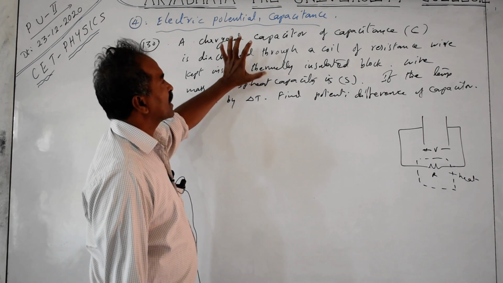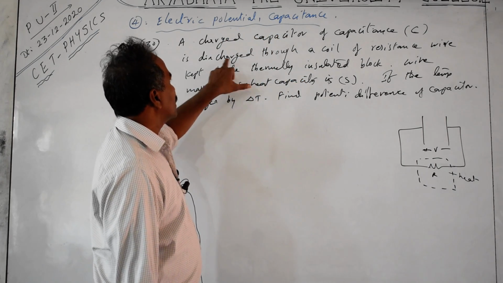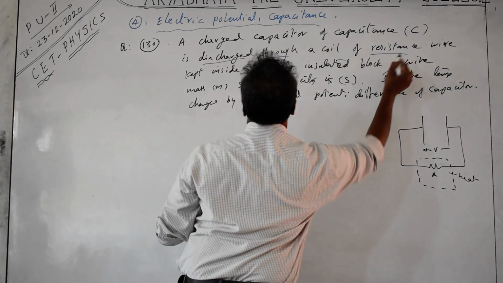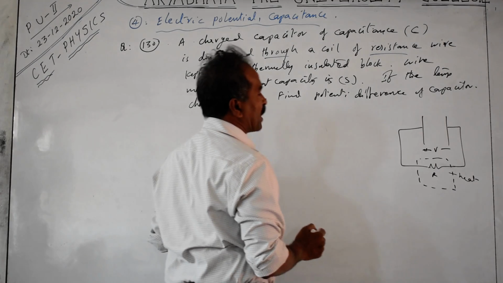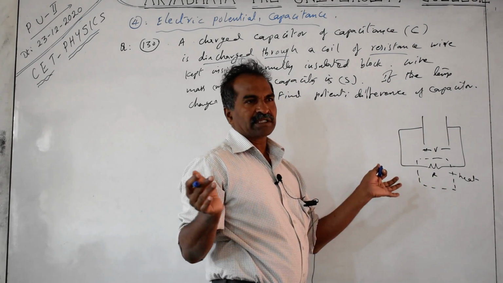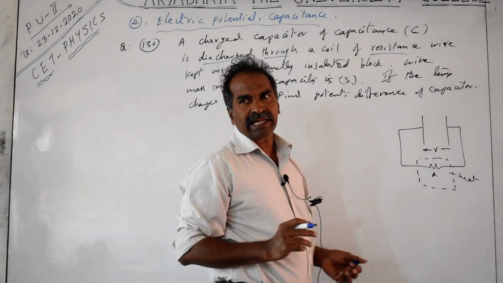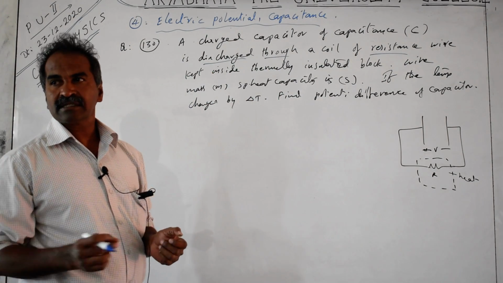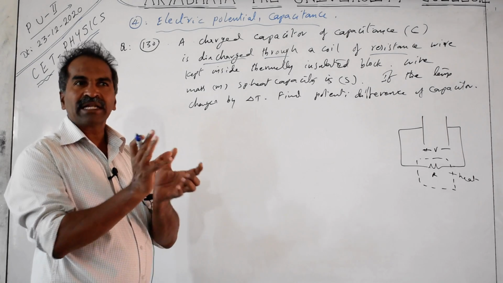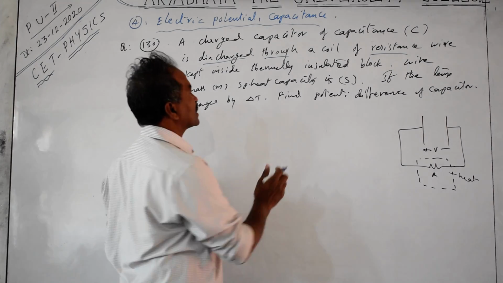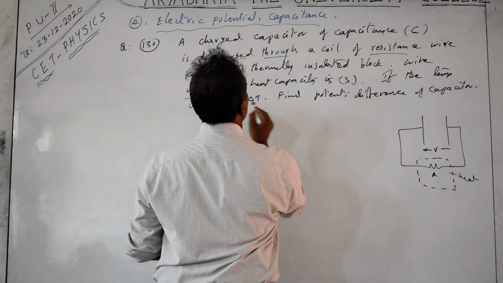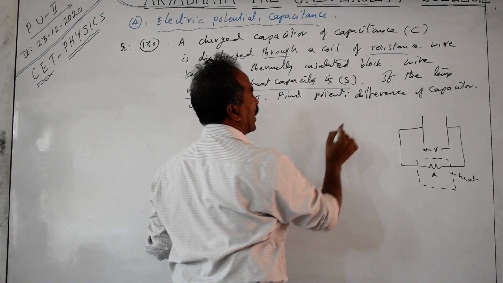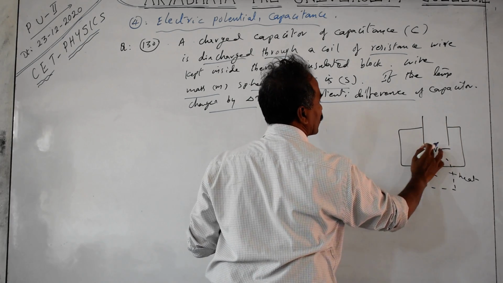I change this to just a charged capacitor of capacitance C that is discharged, means charge is coming out, through a resistance wire. It is inside a thermally insulated block, means heat is not going to the outside atmosphere, whatever heat is produced is just heating the material. So the material gets heated up, its temperature rises. The block is insulated so that the metal temperature is increasing. Metal mass is M, specific heat capacity is S, and the temperature increase is delta T. Find the potential difference V of the capacitor.